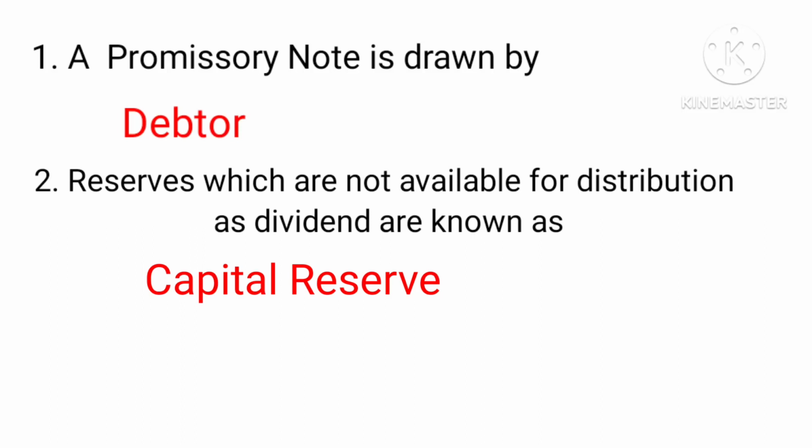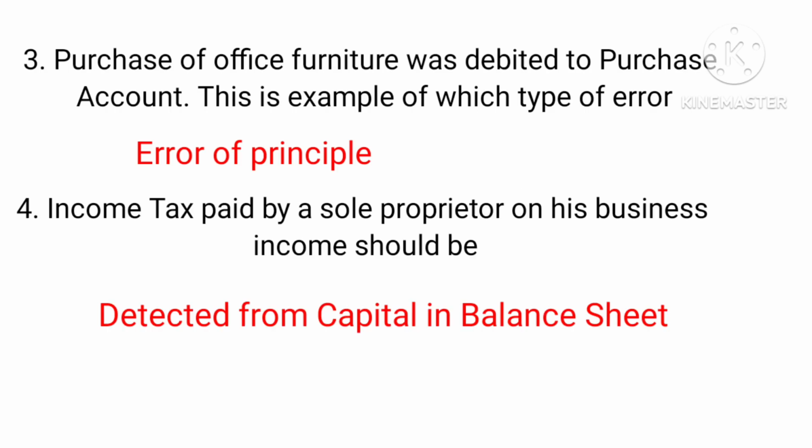A promissory note is drawn by debtor. Reserves which are not available for distribution as dividend are known as capital reserve. Purchase of office furniture was debited to purchase account. This is example of which type of error? Error of principle.